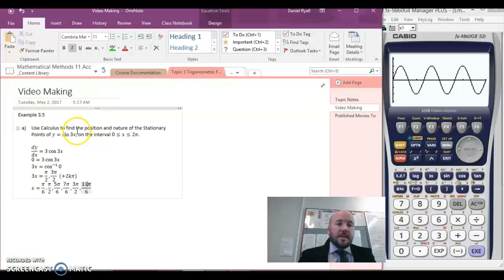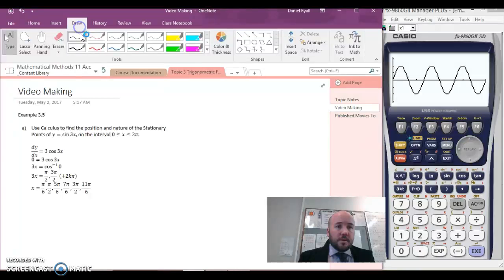Now that's identified the position, the x value of where that occurs. We still need to find its nature. To do that, we represent it in a sign diagram. So we go and draw our sign diagram. It will be a little bit messy, but we'll have a straight line with those 6 values marked on it. Obviously, given it's a cyclic function, they will be equally spaced apart.